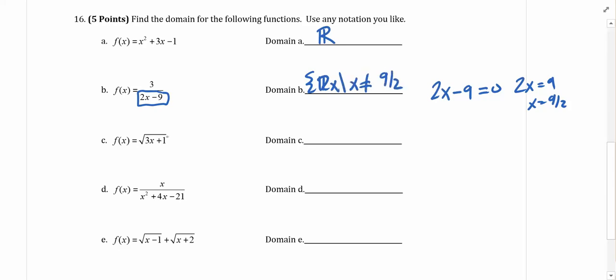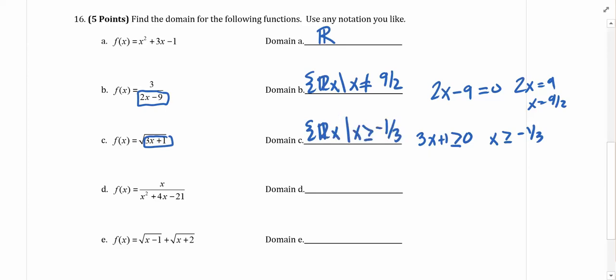For part C, it's a square root, so we want to make sure everything under the square root is always greater than or equal to 0. So I would set 3x plus 1 is greater than or equal to 0, and I would solve, and I would get x is greater than or equal to negative 1/3. So I would say all real numbers x such that x is greater than or equal to negative 1/3.